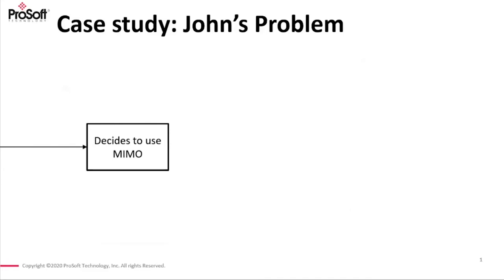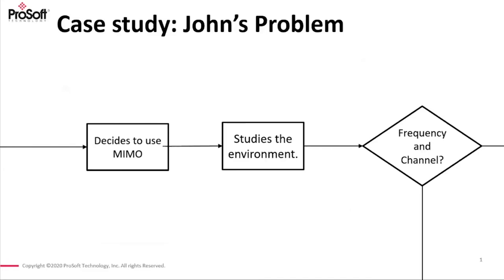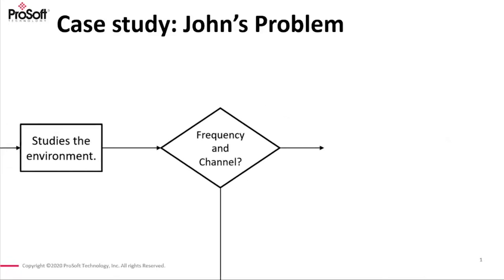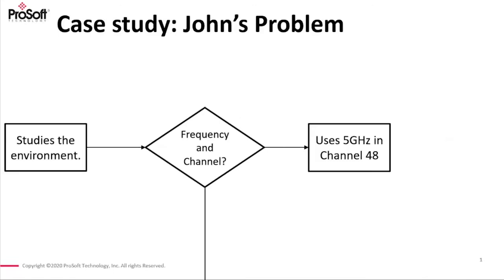Then he studies the environment, does a site survey, and all that will help him decide whether he wants to use 5 GHz or 2.4 GHz. Because of the congestion on 2.4 in the area, with corporate Wi-Fi all around, he decides to go with 5 GHz for the sake of lower interference and the additional advantage of a higher throughput.